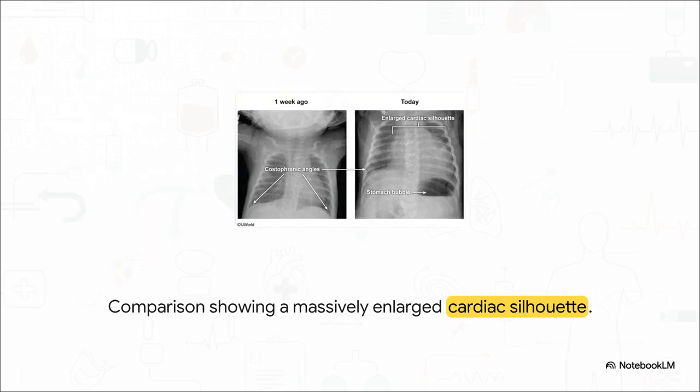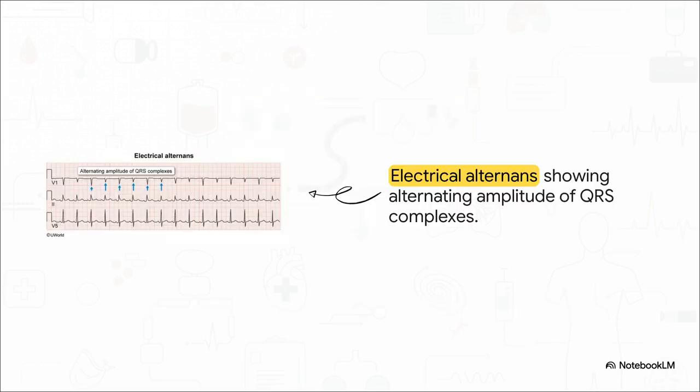Direct your focus here. Compared to a normal chest X-ray on the left with clear costophrenic angles, the right image shows a dramatically enlarged water bottle-shaped cardiac silhouette. This classic appearance indicates a massive pericardial effusion, leading to tamponade. Now, what's really interesting about this slide is the electrical alternance. Notice the alternating amplitude of those QRS complexes. When combined with sinus tachycardia, this finding is highly specific for a large pericardial effusion.